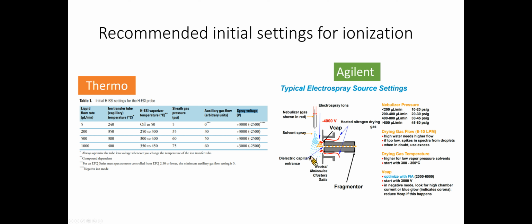Each mass instrument would have its recommended initial settings of ionization parameters. On the left, this table provides a recommended initial heated ESI setting in the Thermo LTQ mass spectrometer. On the right are the typical ion source parameters provided by Agilent. These initial parameters are empirical values to start with, but not the optimal values. We can manually acquire the optimal ionization parameters with an appropriate experimental design.